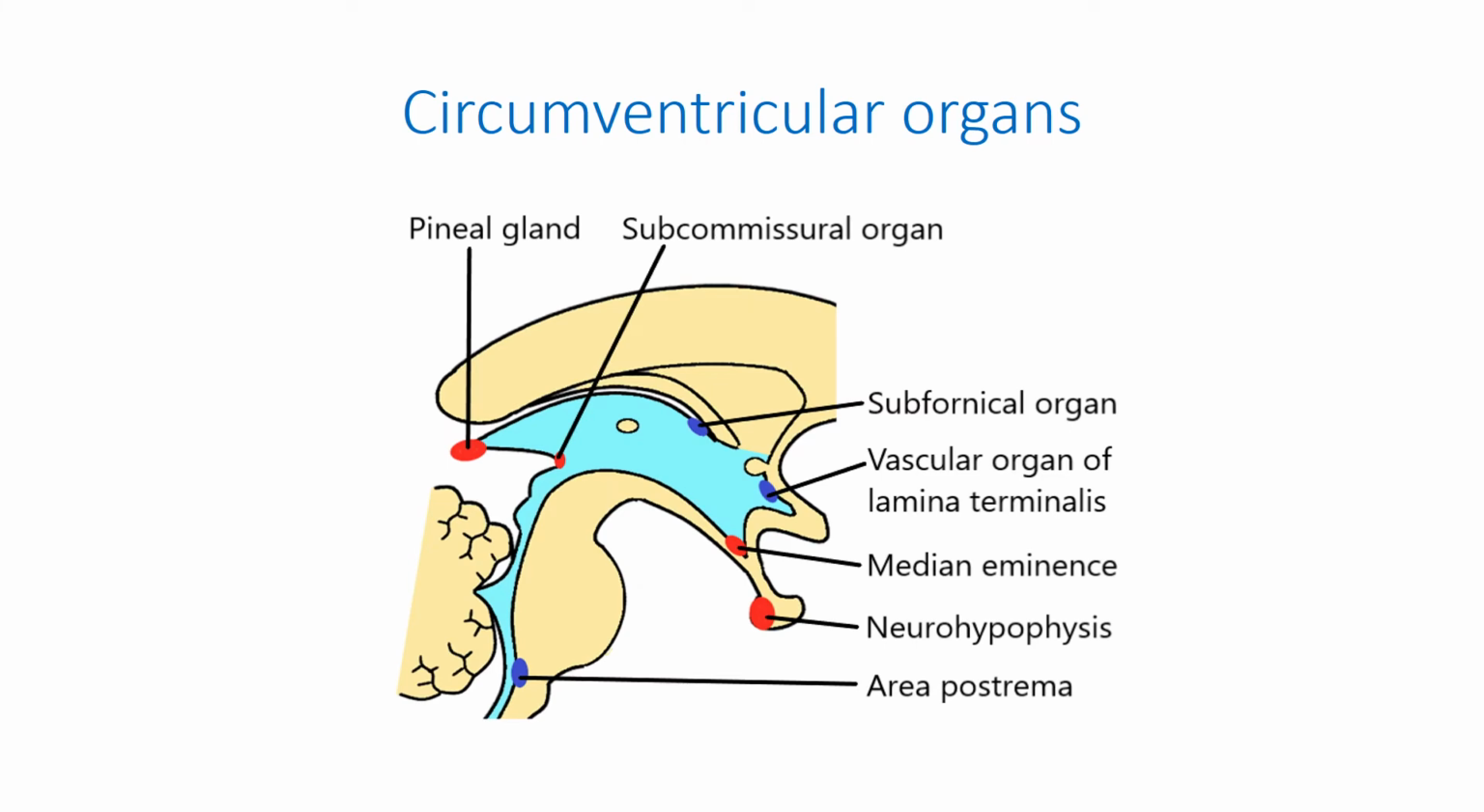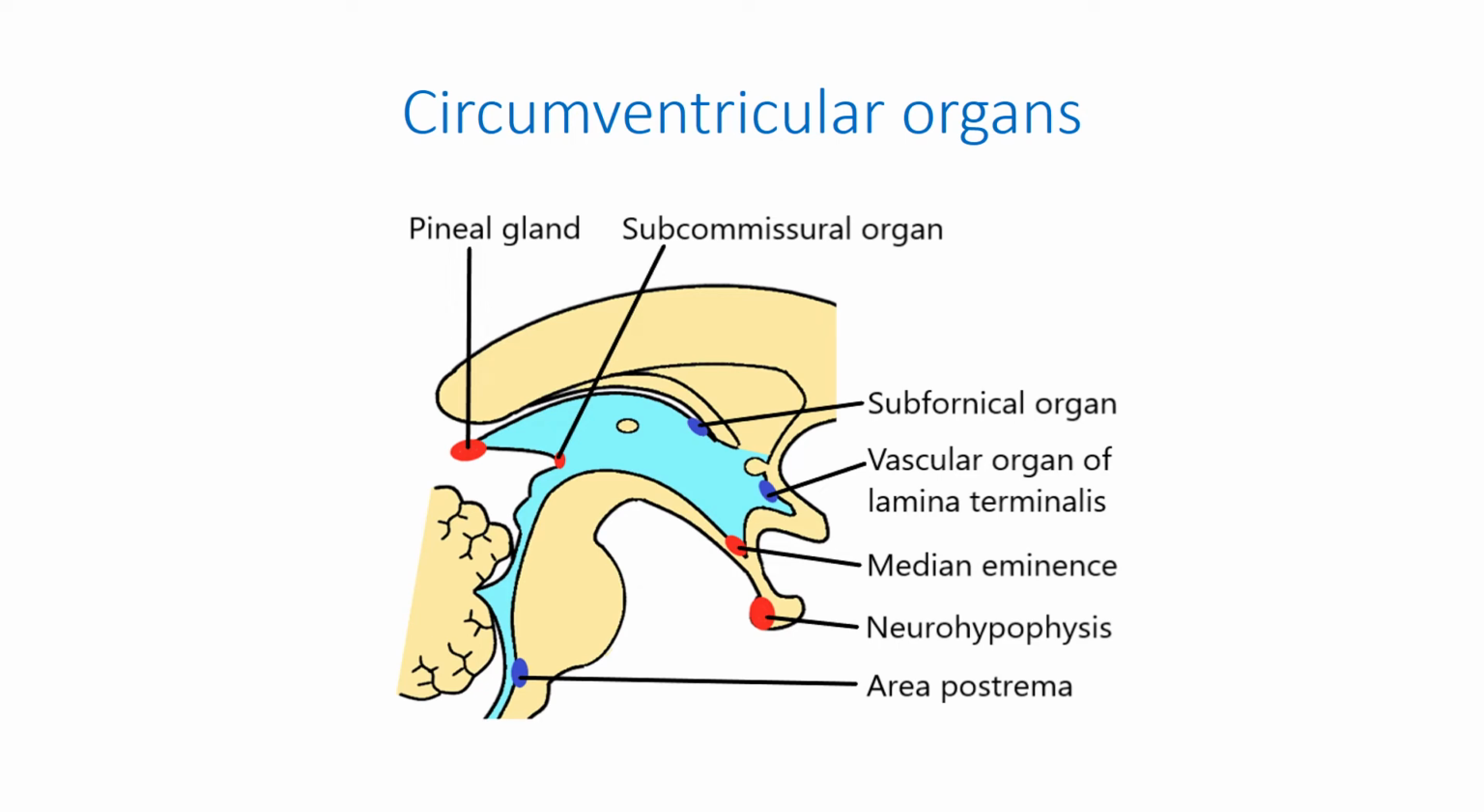The circumventricular organs are structures located around the third and the fourth ventricles and characterized by a lack of blood-brain barrier. They facilitate the transport of peptides, hormones, and other bioactive substances between CNS and peripheral blood.